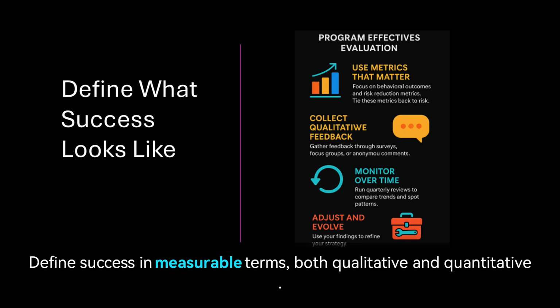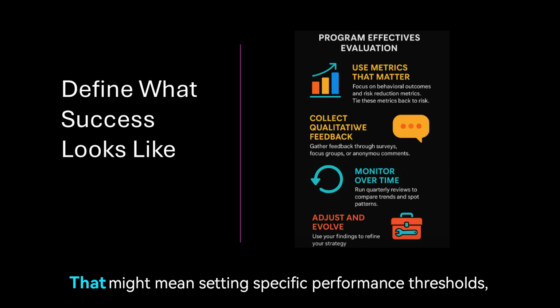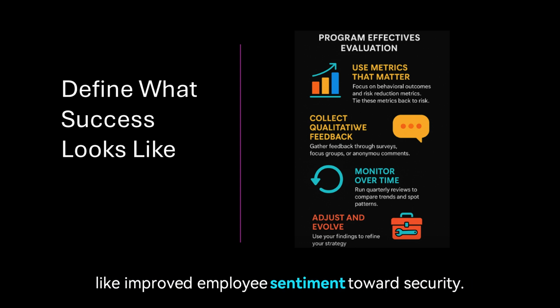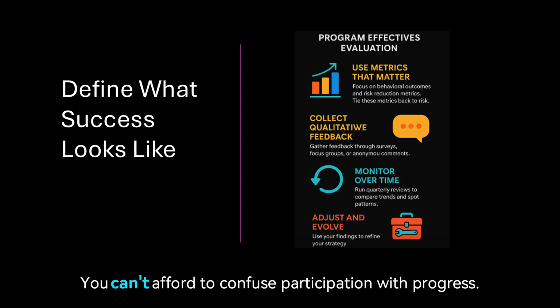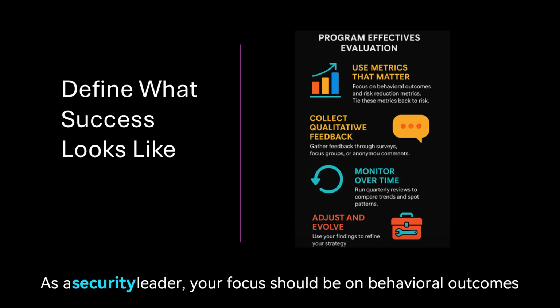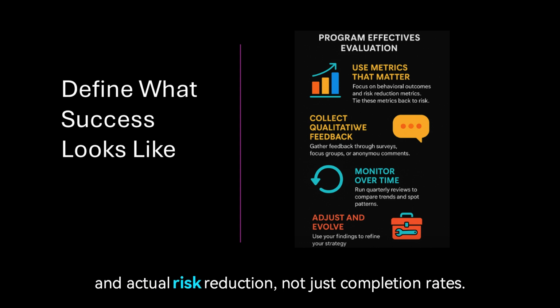Define success in measurable terms, both qualitative and quantitative. That might mean setting specific performance thresholds, like a 5% click rate on phishing tests, or more subjective goals, like improved employee sentiment toward security. You can't afford to confuse participation with progress. Just because someone completes a training module doesn't mean they learned anything meaningful. As a security leader, your focus should be on behavioral outcomes and actual risk reduction, not just completion rates.